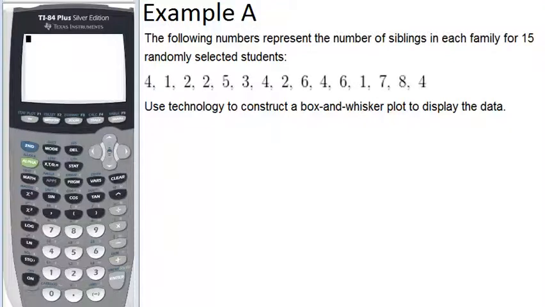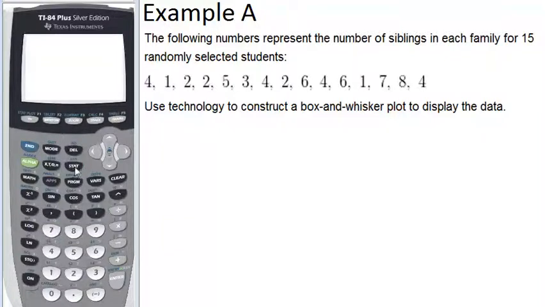In this video, we will look at a few examples to practice making box and whisker plots on our calculators. Example A: the following numbers represent the number of siblings in each family for 15 randomly selected students. And we have a list of 15 numbers. Use technology to construct a box and whisker plot to display the data.